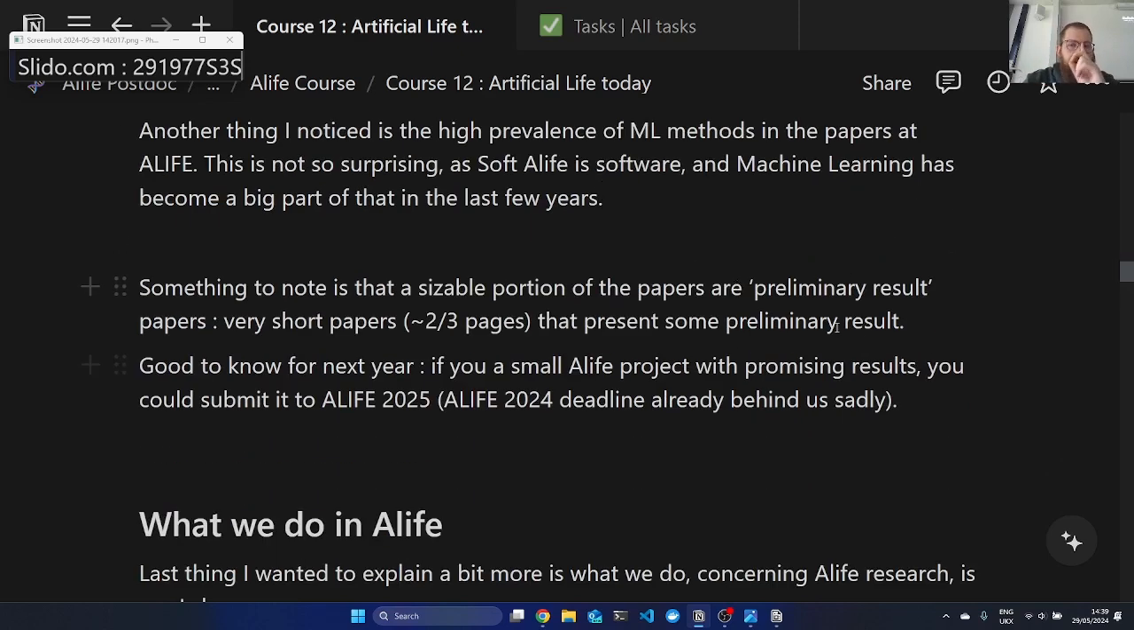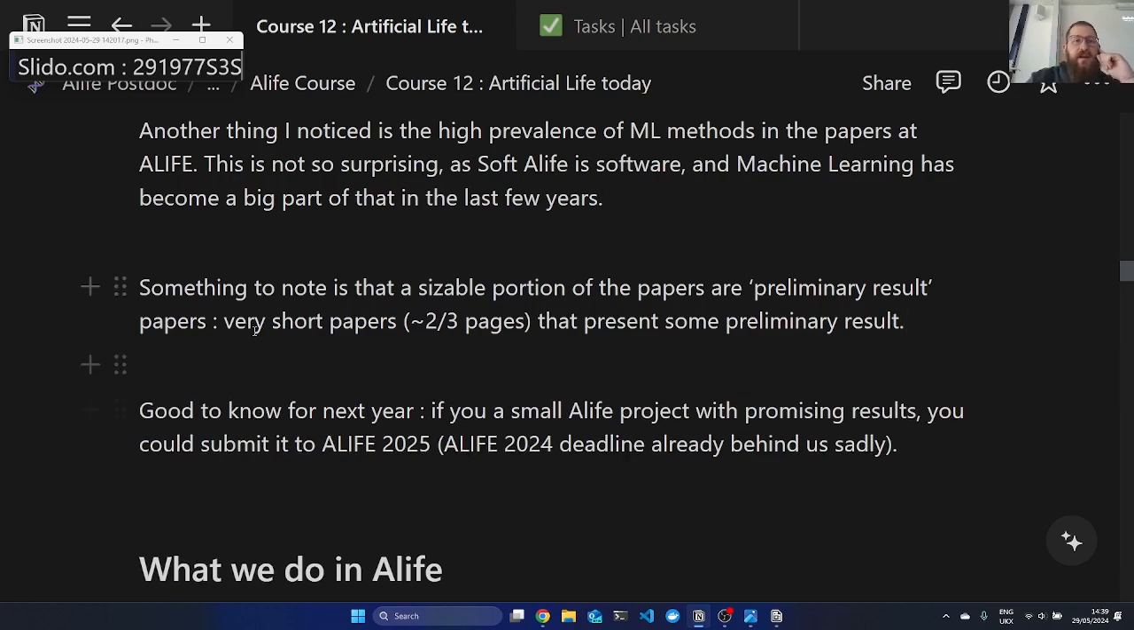And the last thing I wanted to mention, in case it interests you, is that there is a good portion of the papers which are not full papers, they are preliminary results papers. They are very short, usually 2 or 3 pages, and present some preliminary results. For example, people build some smaller life systems, they get some interesting behavior, they describe the system quickly, describe the behaviors they observe, and that's it.